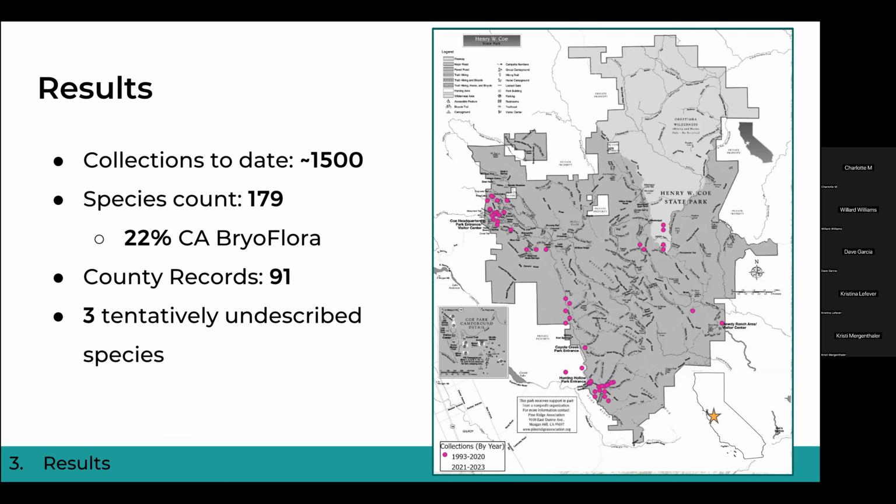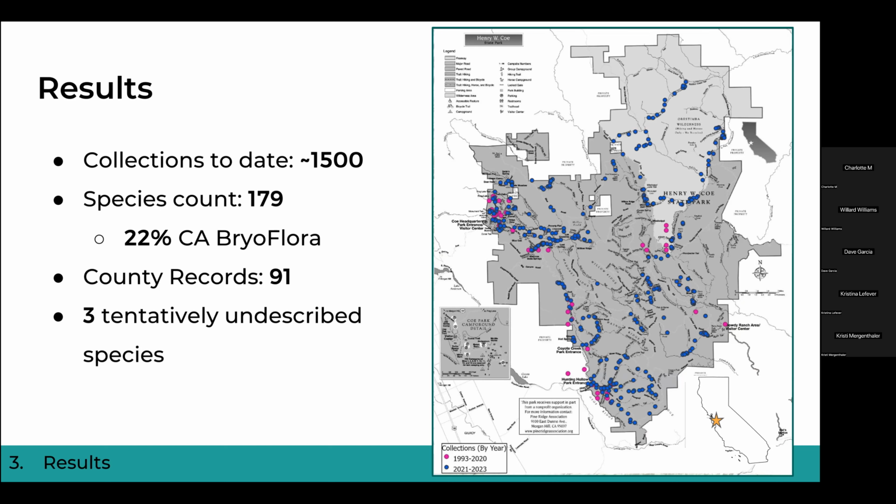And now to the results. The map on the right is a map of the state park. Pink dots represent the historical occurrences, so this is all the occurrences from 1993 to 2020. And then the blue dots represent all the collections made during the study by myself and others.